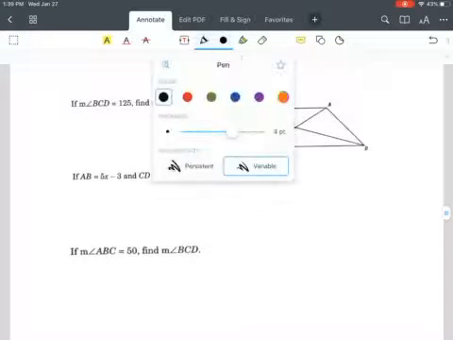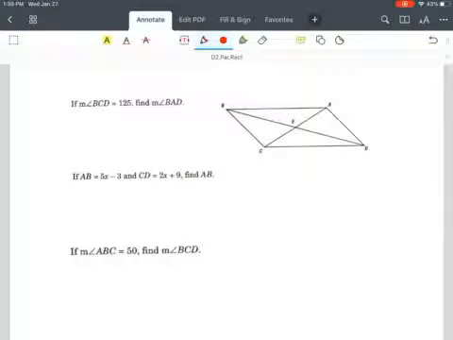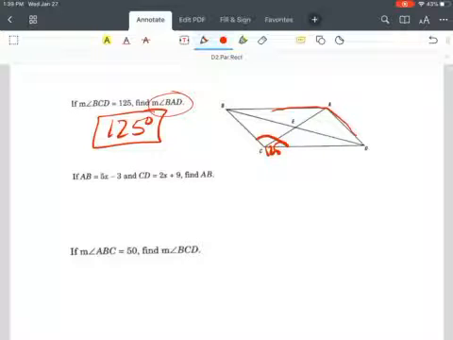So then we can apply these properties. First off, if I look at BCD, so this angle here is 125 degrees, and I want to know then what is the measure of BAD, which is the angle opposite, and opposite angles in a parallelogram are congruent. So 125 degrees.